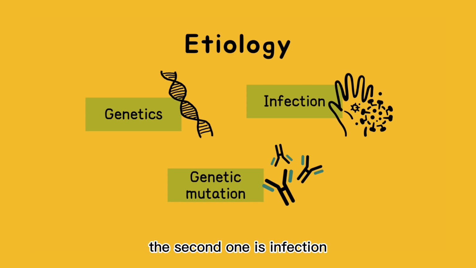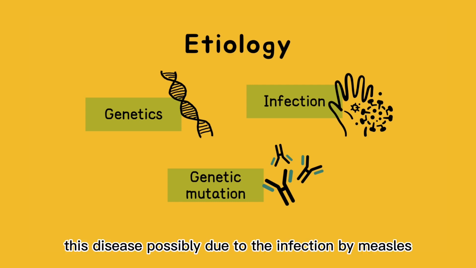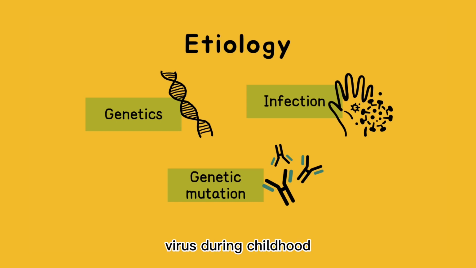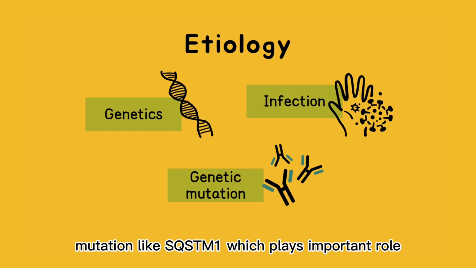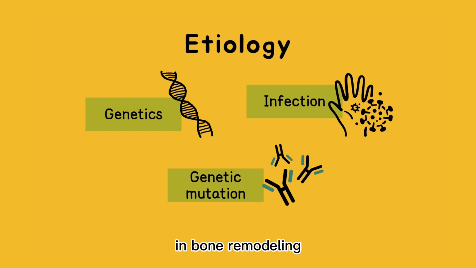The second one is infection. This disease is possibly due to infection by the measles virus during childhood. It is also linked to genetic mutations like SQSTM1, which plays an important role in bone remodeling.